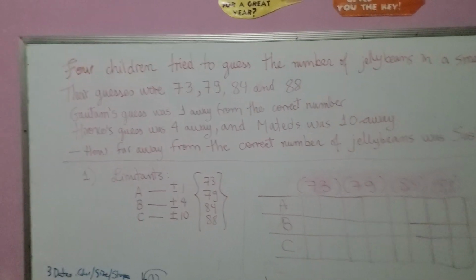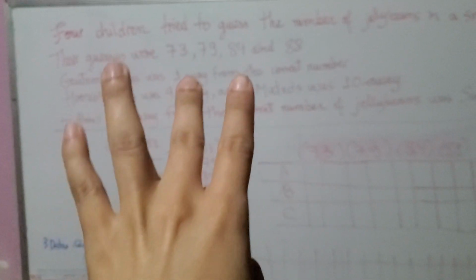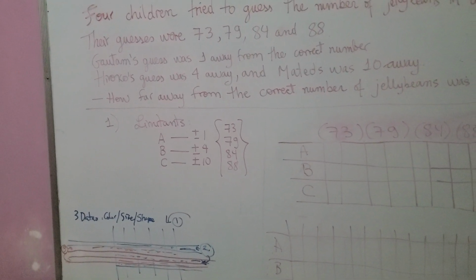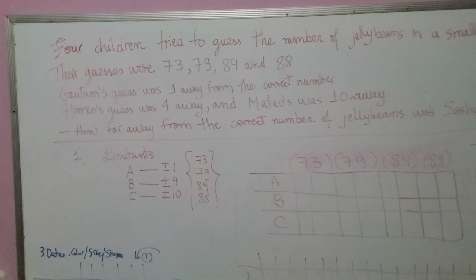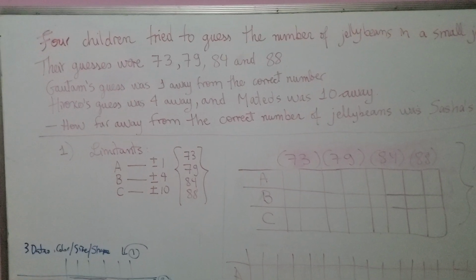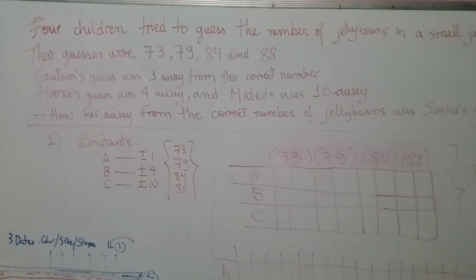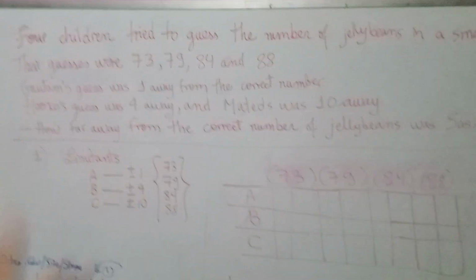So now we have 4 numbers, and we have 3 clues that say, well, you were close, but not this close, far, but not that far. And now they are asking you, how far away from the correct number was Sasha's guess? It's kind of like a competition. So you're talking to kids and you say, you were 1, you were 4, you were 10, and Sasha's was something else. And then you have to figure out what the correct number is.